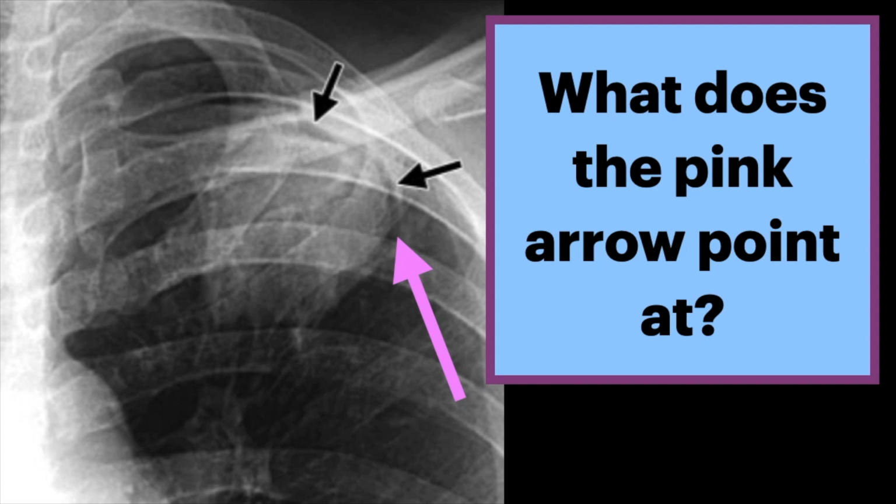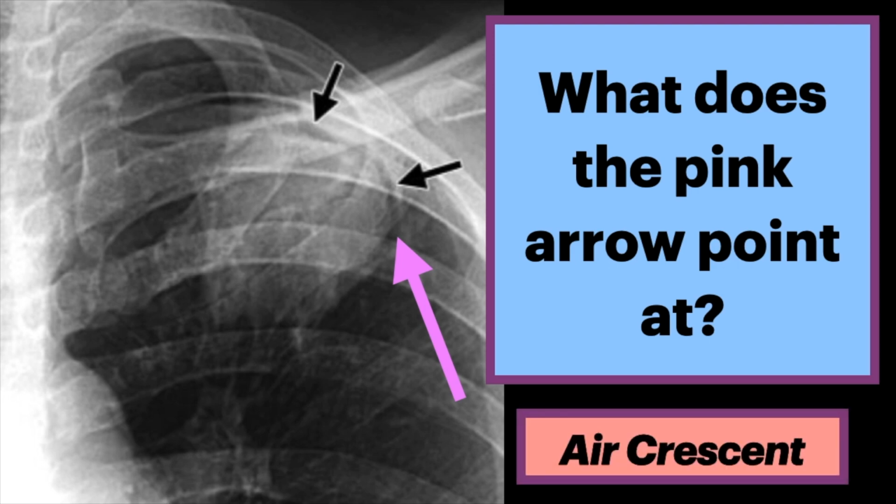What does the pink arrow point at? We see a crescent-shaped lucency along the outer aspect of a cavity with an inner mass in the left upper lung zone. This is the air crescent sign.